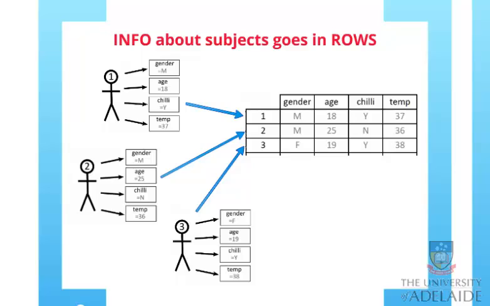Each person or object will have a row of their own, and all the information about that person will belong in a row. So you see person number 1 here has a gender and age, whether they had chili and a temperature, and I've recorded that in the first row. And person number 2 has all that information too, recorded in the second row. And person number 3, the third row. And person number 4 would go in the fourth row, and so on.